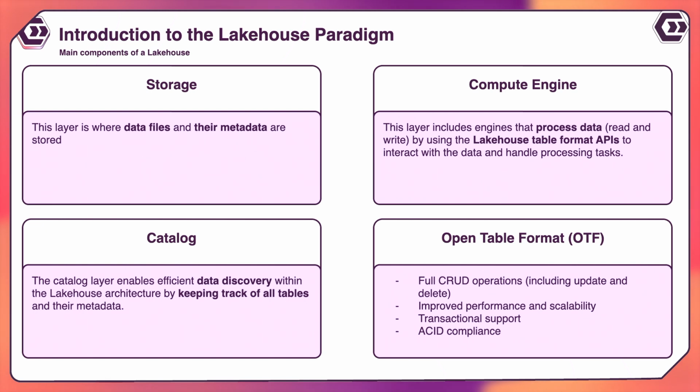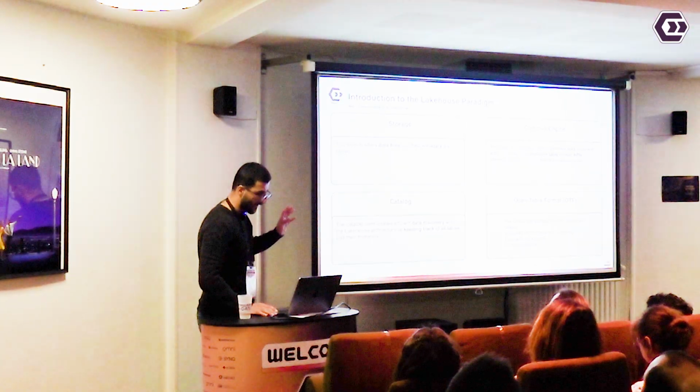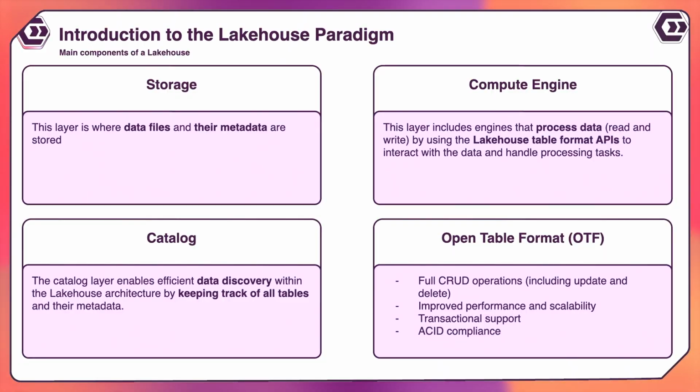The data lakehouse has 4 main components: storage, where data files and their metadata are stored. Usually, we use object storage due to its cost effectiveness and scalability. Compute engine, which includes engines that process data using the Lakehouse table format API to interact with the data. Catalog, which enables efficient data discovery within the Lakehouse by keeping track of all tables and their metadata. And lastly, open table format, which sits on top of the data lake, providing an abstraction layer that allows better performance and optimizations to the data.